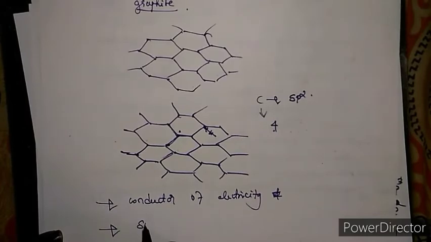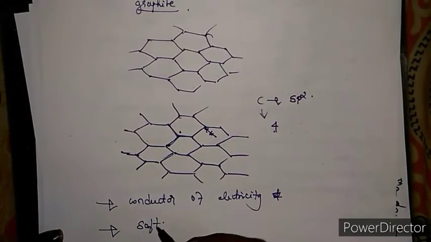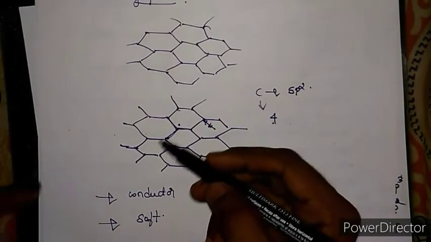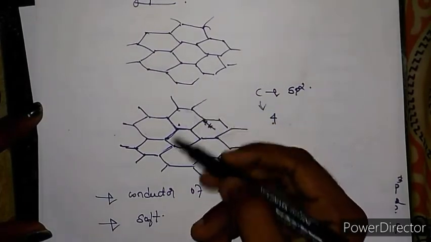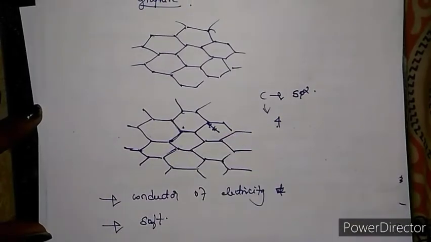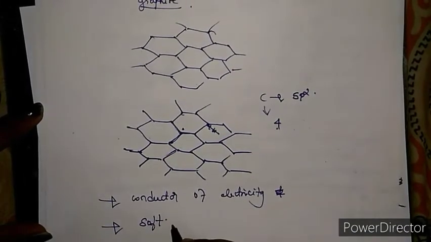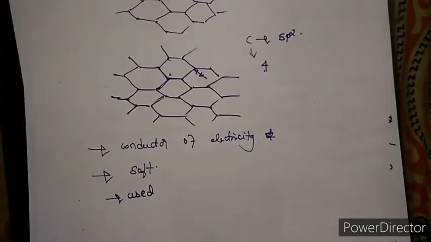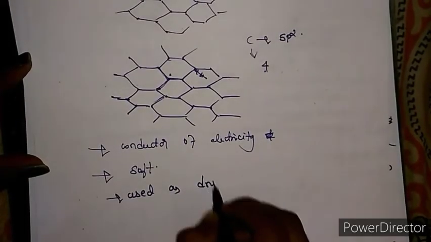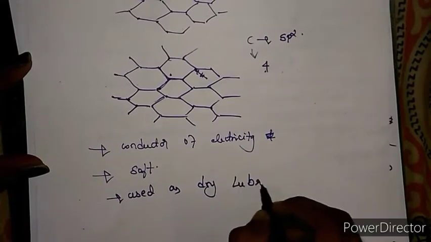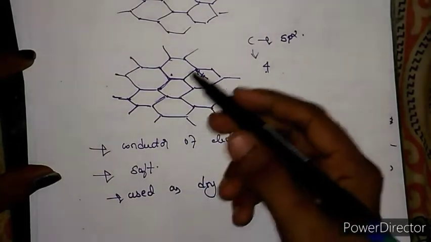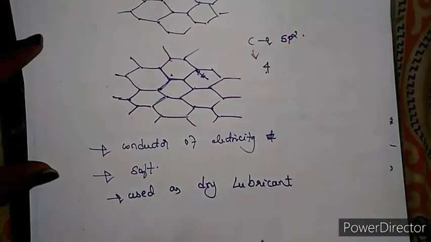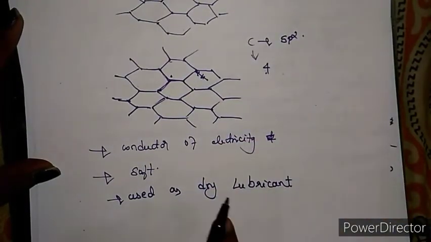And this is a soft material, and these layers can slide over one another. Because it is soft, the layers can slide over one another, and that's the reason why graphite is used as a dry lubricant. Why is it used as a dry lubricant? Because it is soft and the layers can slide over one another so easily. That's the reason why it is used as a lubricant.